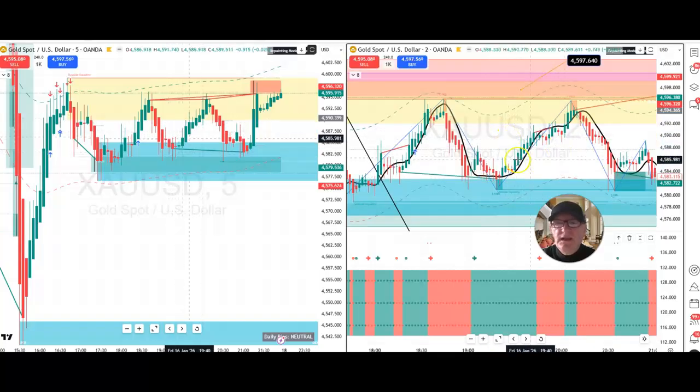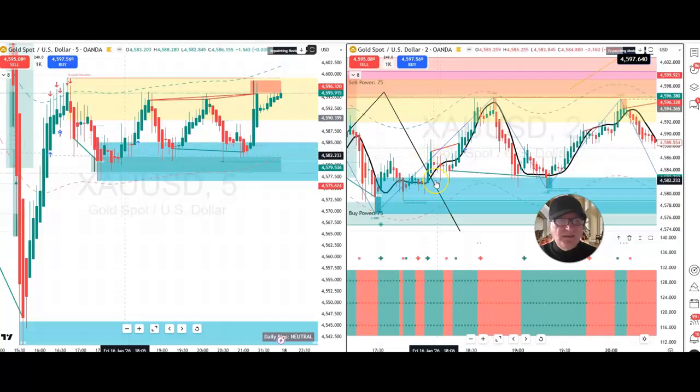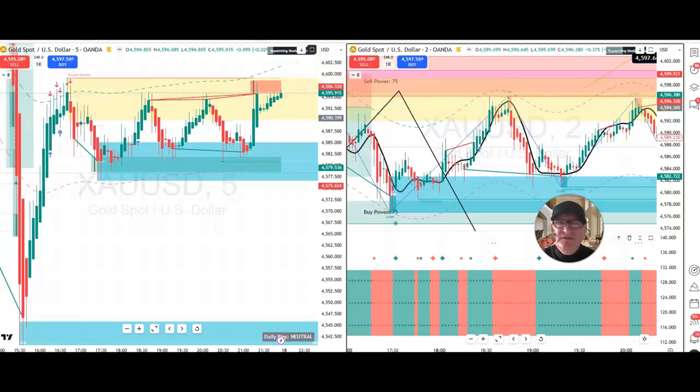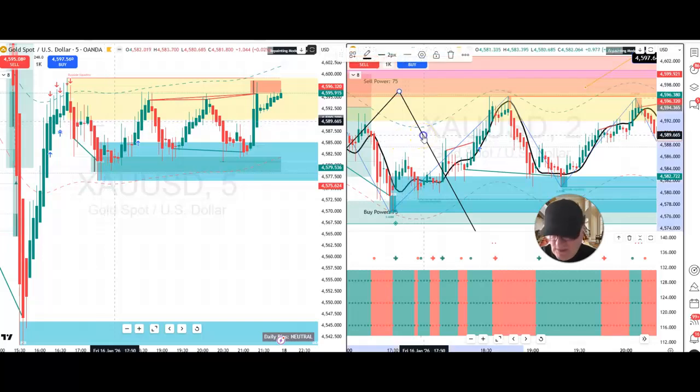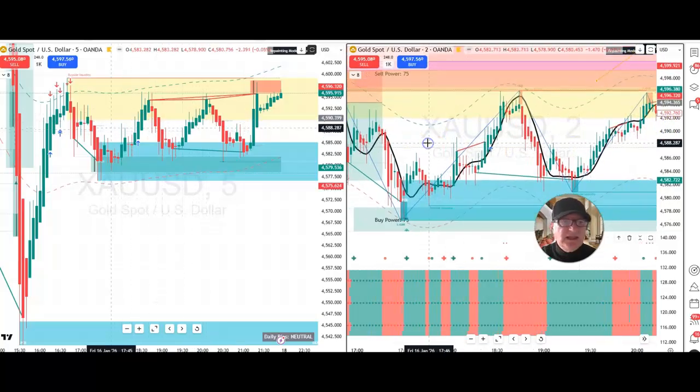All right. Now, in this instance here, look on the left, look how the price is coming into demand with a buy power of 75. Buy power of 75, very, very strong. And so the likelihood, we're always looking at probabilities, aren't we? You know, this is not an exact science. We are looking at very high probabilities of making a successful trade.